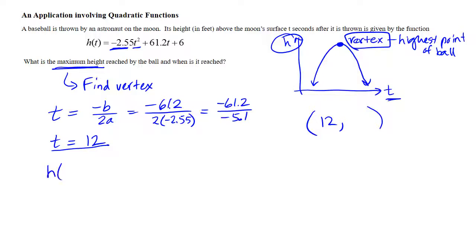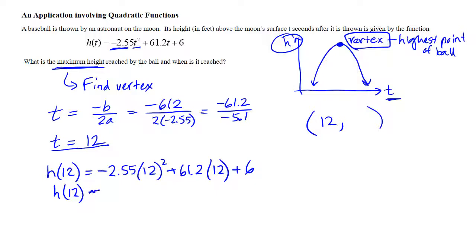So remember, h of 12 is how you're going to do this. You're just going to put 12 in for t and calculate the output. So negative 2.55 times 12 squared plus 61.2 times 12 plus 6. Now this is an application, so of course you would have your calculator available. And calculating this in your calculator, h of 12 is equal to 373.2. If you do this all at once, the calculator will know to square before you multiply. If you do it bit by bit, don't forget that you must square before you multiply by negative 2.55.